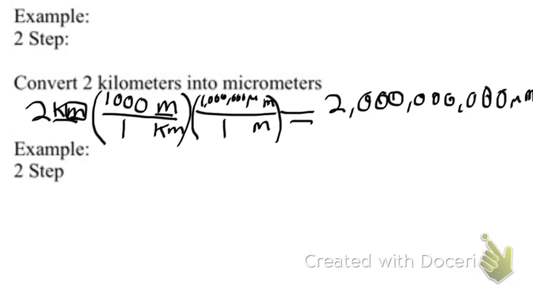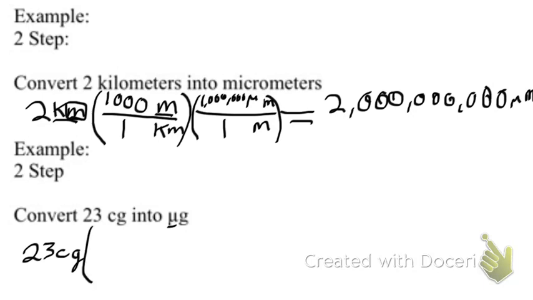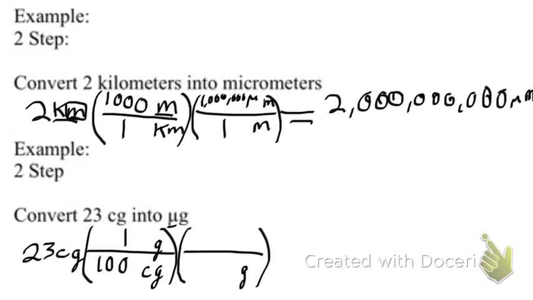Alright, so we'll do another 2-step problem. Converting 23 centigrams into micrograms. So 23 centigrams is our lonely number. Centigrams will go on bottom. I can't go directly to micrograms, so I'm going to go to the base, which is grams. There are 100 centigrams in 1 gram. Now I'll have grams on the bottom to cancel them out, and micrograms on top. And for every 1 gram, I have 1 million micrograms.